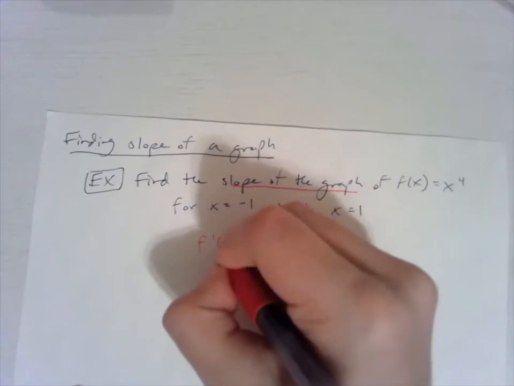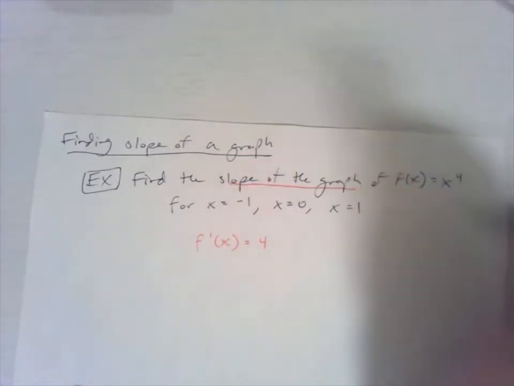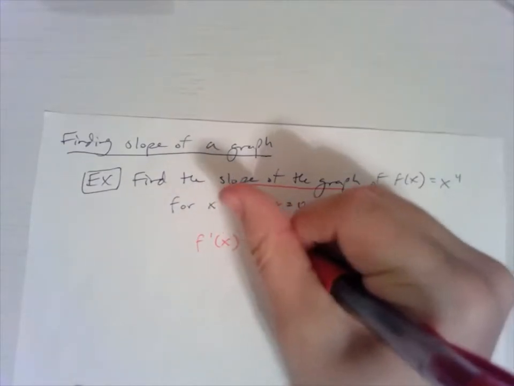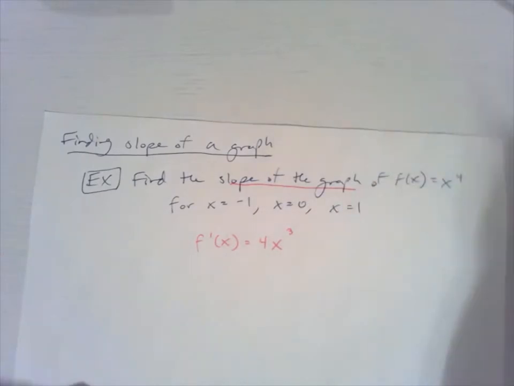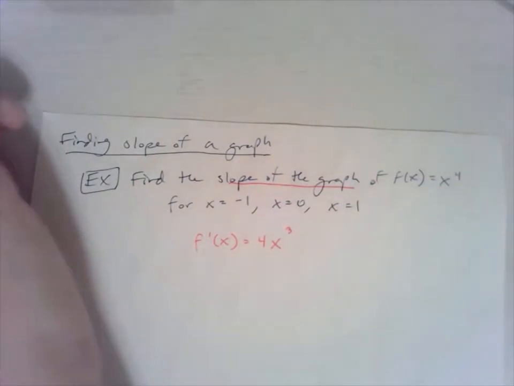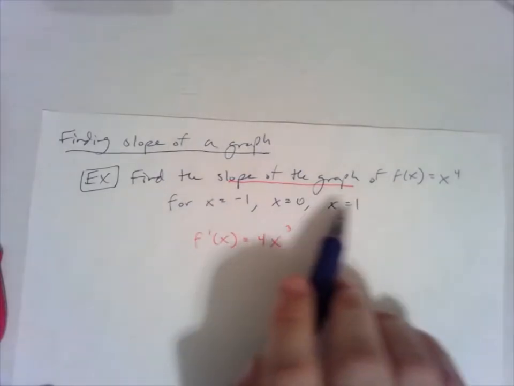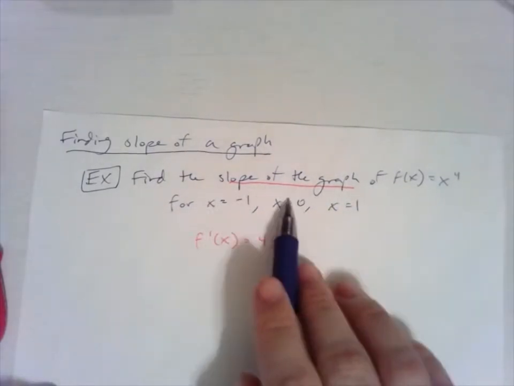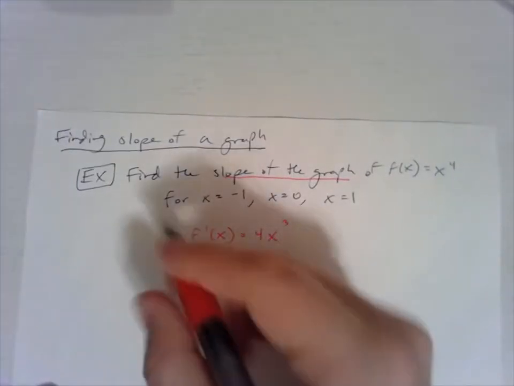So, our f prime of x, our derivative, we can use the power rule here. We put our n in front, we write our x, and then we do 4 minus 1, to the 3rd. Cool, so we got our derivative. Now, what we have to find is the derivative at each value, the slope at each x value. And we can do that by substituting in these values for our x.